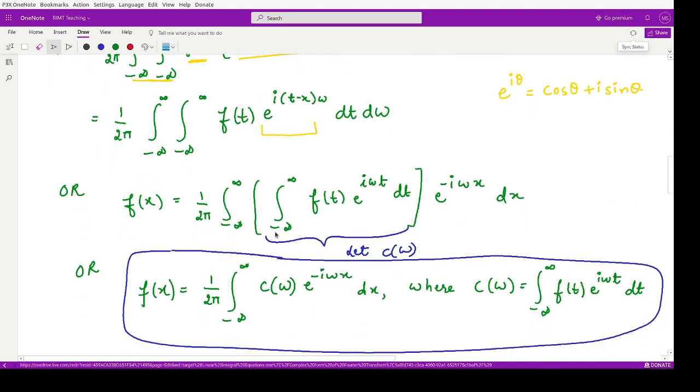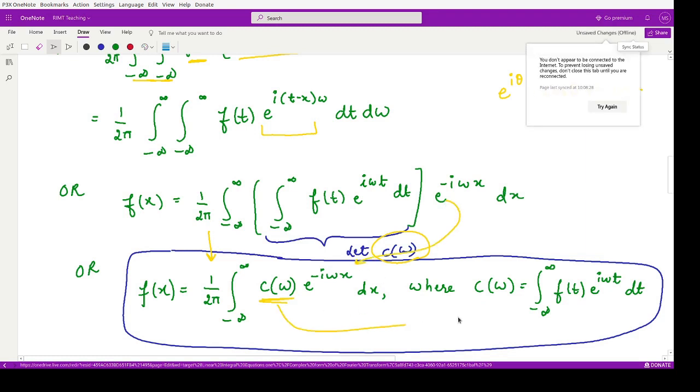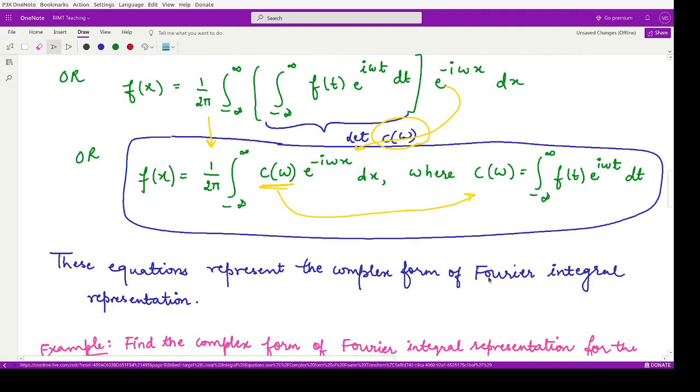So whatever is this value, integration from minus infinity to infinity f of t e to the power iota omega t dt, we have called this to be c omega. So our final expression becomes 1 by 2 pi integration from minus infinity to infinity c omega as such, and then this value as such. So this expression, where the c value is c omega, now becomes our complex form of integral representation of the given function.